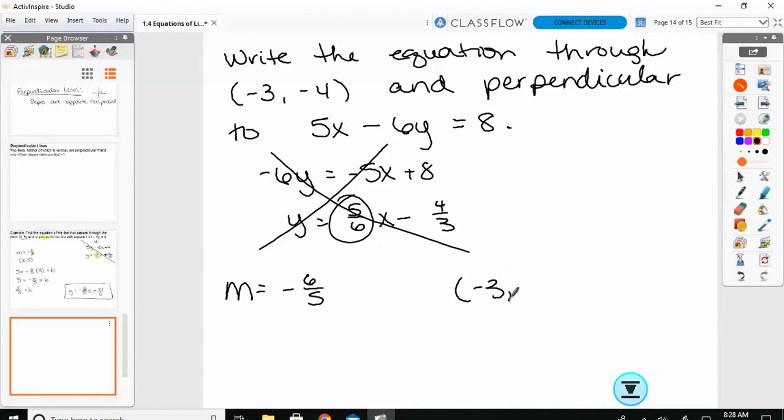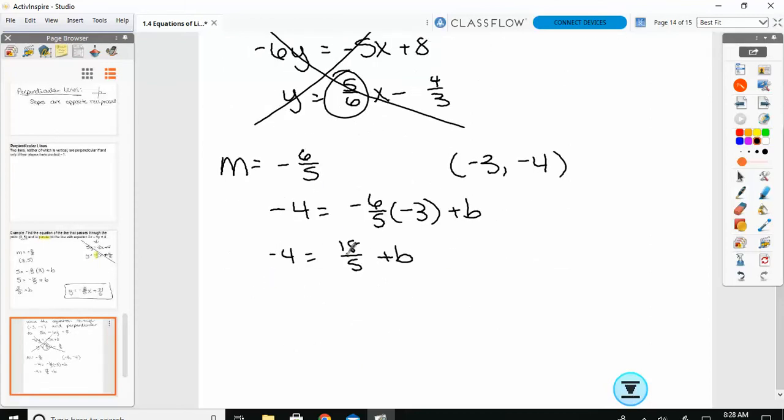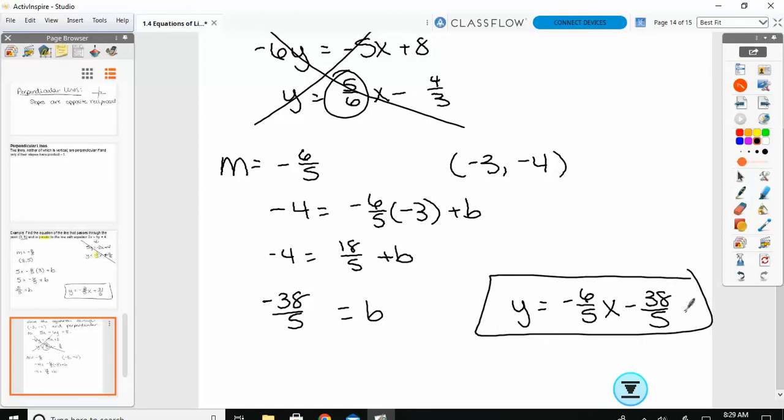So now I have my slope, I have my point, plug into y equals mx plus b. So we get -4 equals 18/5 plus b. Subtract that over, so that gives me negative 38 over 5. So y equals -6/5 x minus 38 over 5. They feel so accomplished.